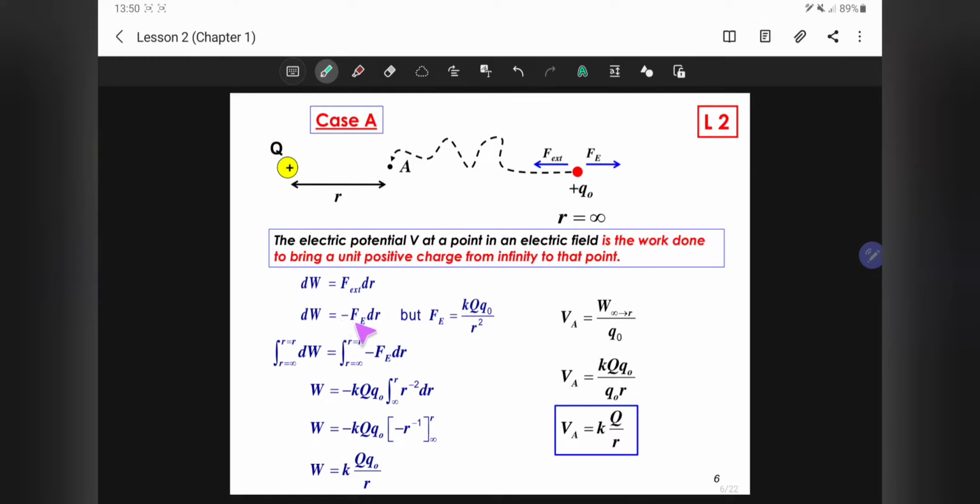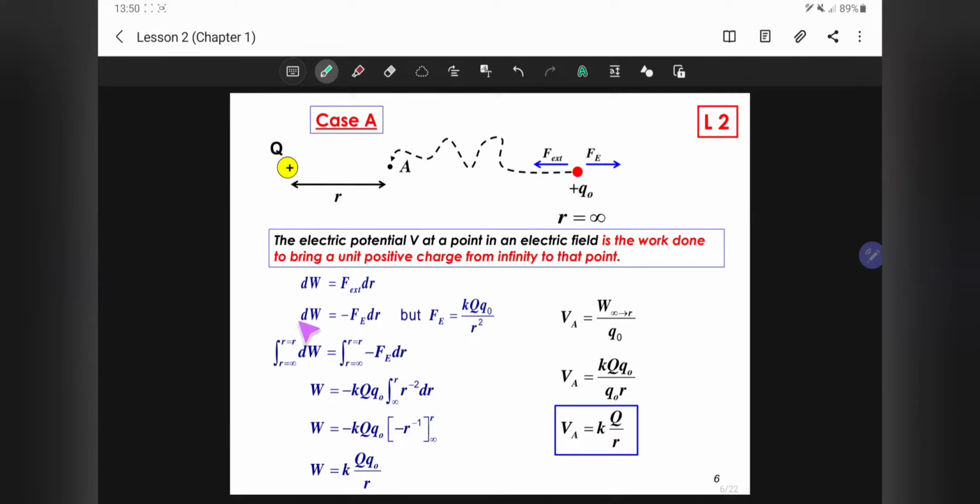At the same time, as we know, the electrostatic force equals kQq0 over r squared. Capital Q here represents our isolated charge, q0 represents our test charge, and r squared is the separation between these two charges. So we substitute Fe into this equation so that you will get this.